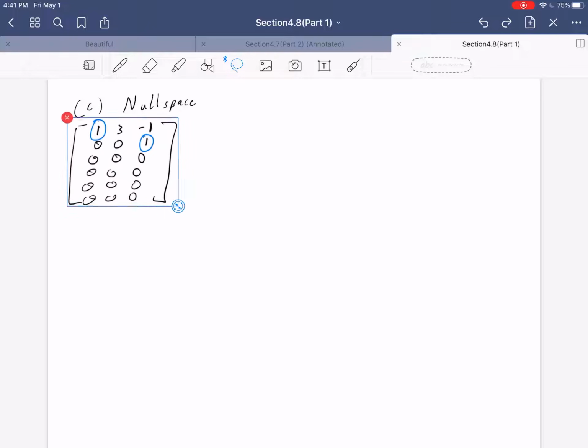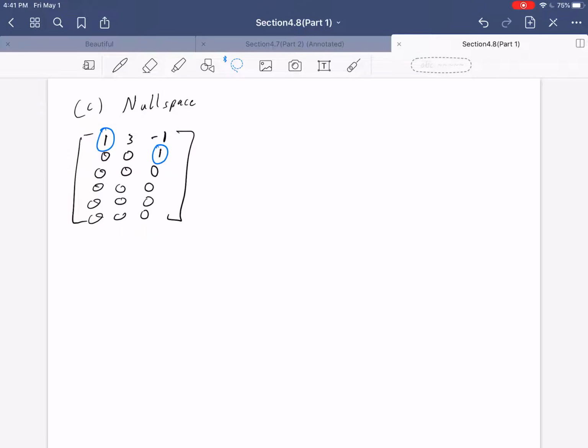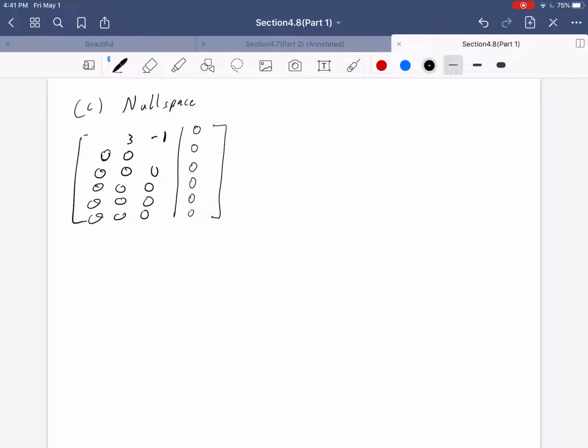Paste that guy here. Okay. Now let's just go ahead and modify that. We actually want to augment it with 0, 0, 0, 0, 0, 0. Okay, we can solve that. Remember, this time I'm just going to erase these guys here so we can do it in a slightly different color.